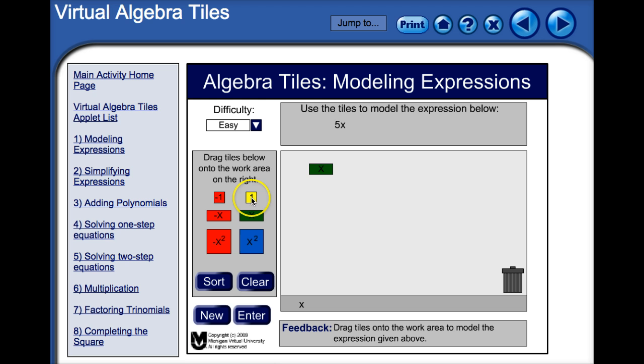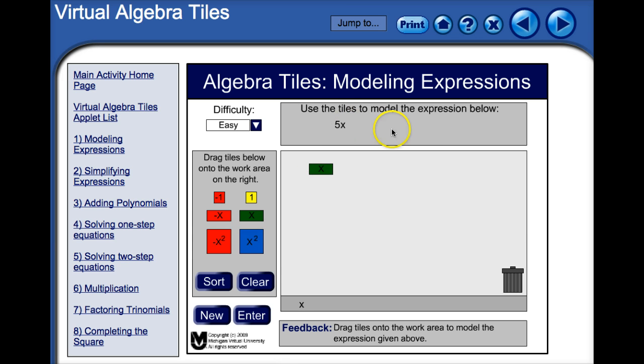We have small squares which represent 1. In this case the positive 1 is yellow and the negative 1 is red. We have a green rectangular tile for x, and again red for negative x, and the big blue square represents x squared, and the red tile negative x squared. So these are our terms: the one term or constant term, the x term, and the x squared term, and we can combine those together. The algebra tiles we used in class were a little bit different because they were all red for the positives and all blue for the negatives, but this is just a different representation.